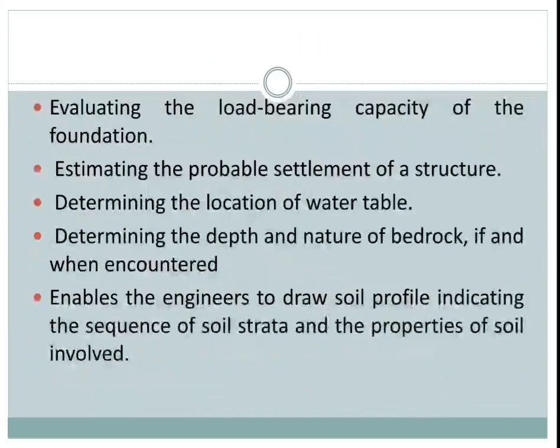Next, determining the location of the water table, whether it is above the foundation level or below the foundation level. Next, determining the depth and nature of bedrock. Next, enable the engineers to draw the soil profile indicating the sequence of soil strata and the properties of soils involved.